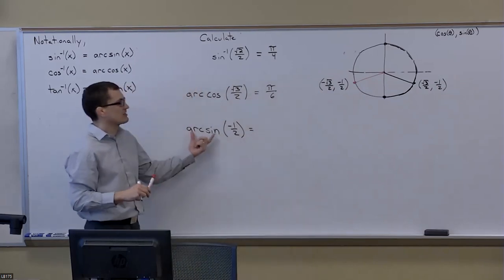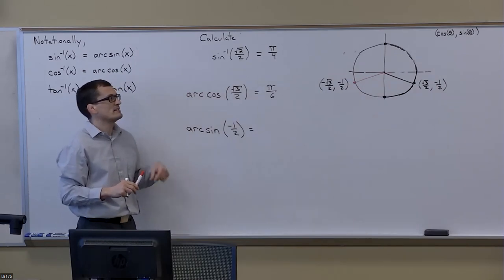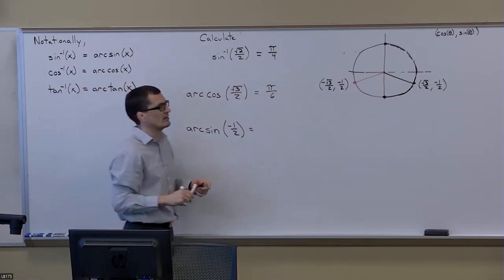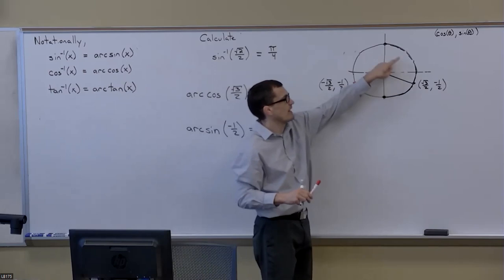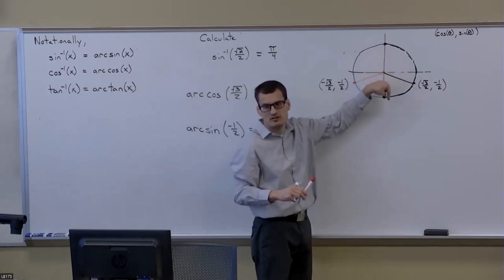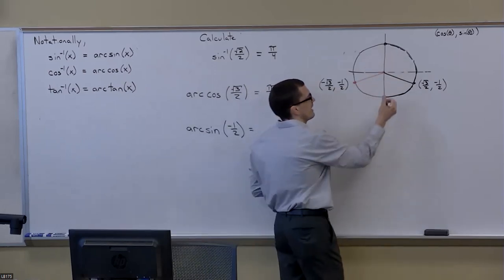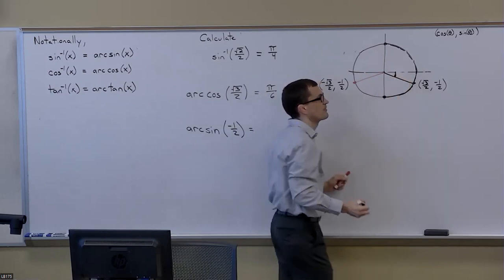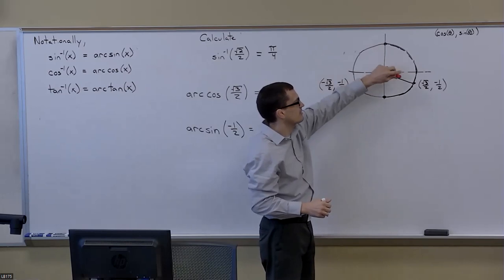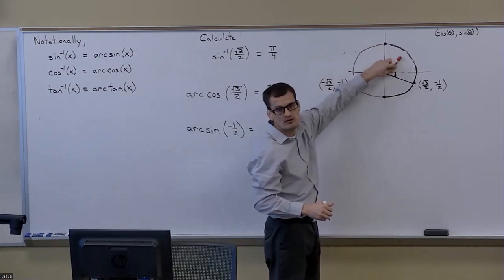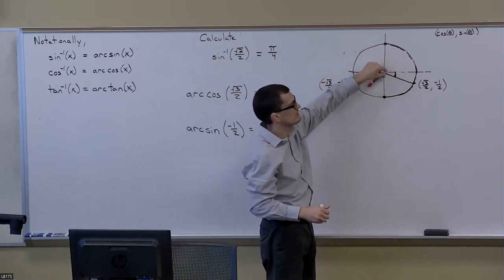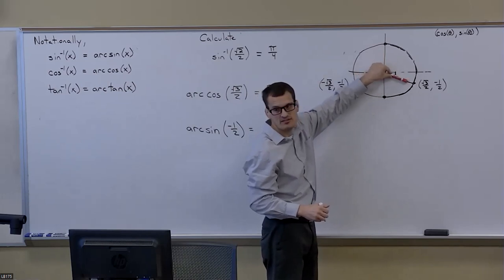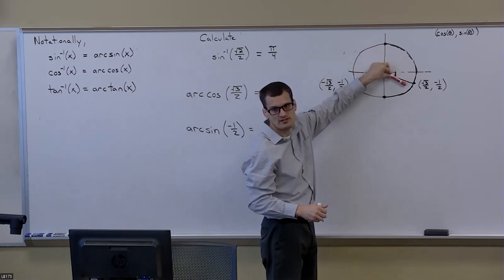Because arc sine, or the inverse sine, generates out angles over here on the right-hand side of the unit circle, the one it's going to generate out is this one. And moreover, it's not going to call that angle 11π/6. It's going to call that angle -π/6. That makes sense?